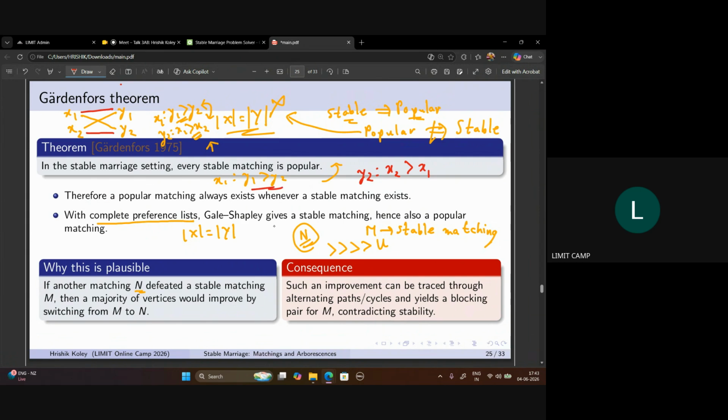And we earlier concluded that Gale-Shapley will always give you a stable matching with no blocking pairs. So whatever stable matching Gale-Shapley gives you is a popular matching. There can be other popular matchings, but this one is as popular as it gets. I mean, there's no matching that's strictly more popular than this.